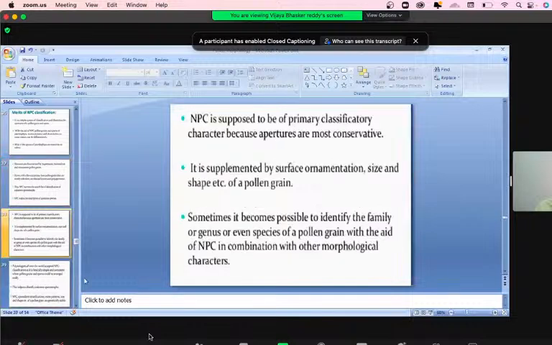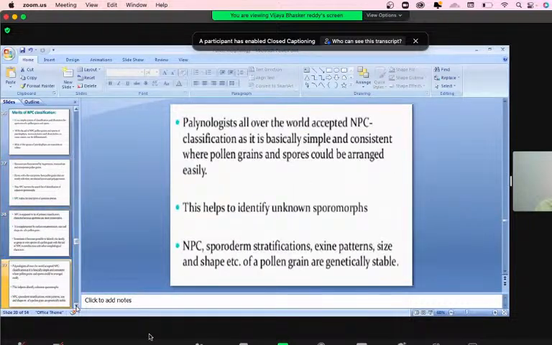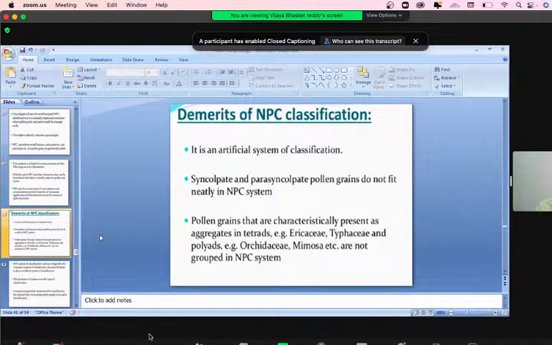Of course, because of time constraints, I'm not going into detail. These are the demerits. This is an artificial system of classification, so syncolpate and parasyncolpate pollen grains do not fit neatly in the NPC classification system. Of course, any system definitely has its own advantages, merits, and demerits.